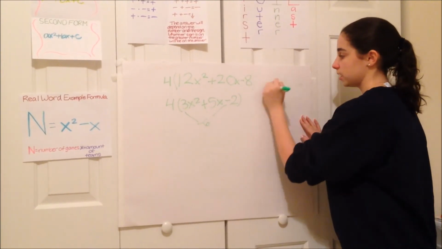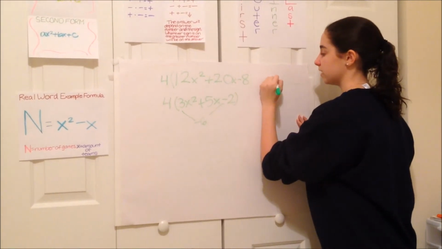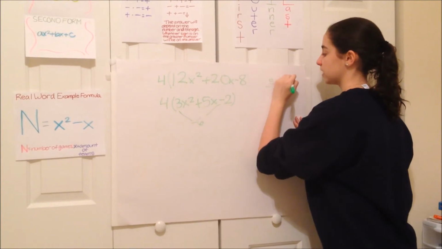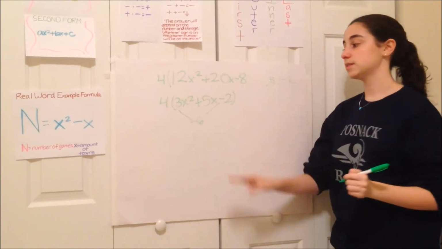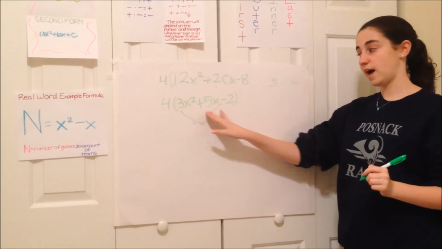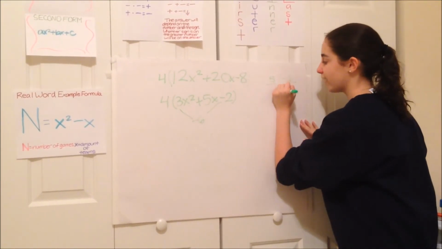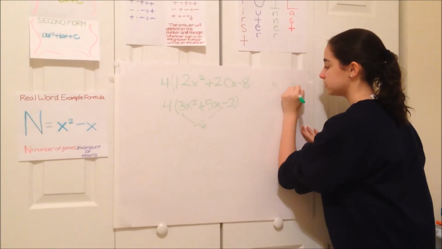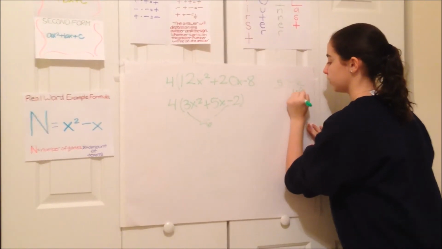You're going to make your t-chart here and put the positive 5x and then the negative 6. You need to find two numbers that have the product of negative 6 and have the sum of positive 5. You can start by making your factor list. 1 and 6, 2 and 3.